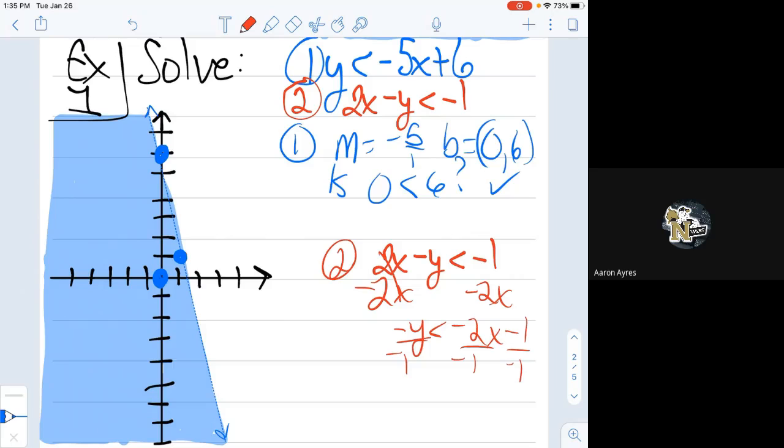Okay? So on the second one, I divide by -1 to get y by itself, and that means I have to do what with the symbol? Reverse. So I could get y is greater than 2x plus 1.